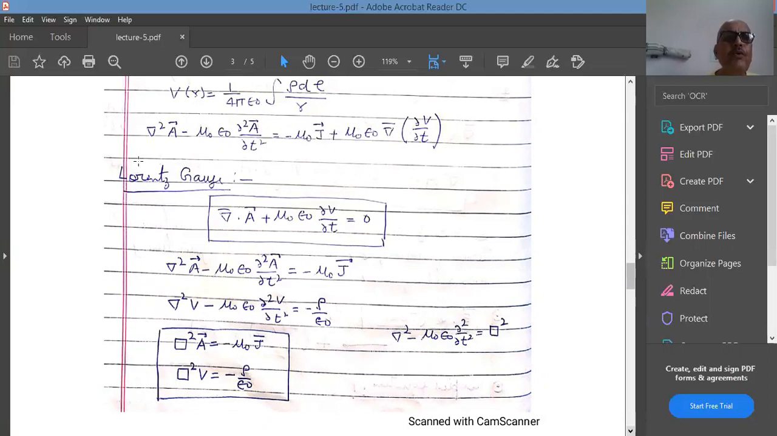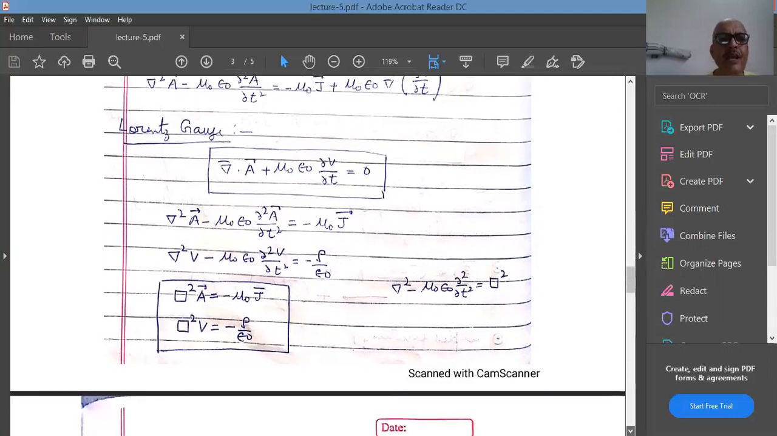So if you look at the beauty of the Lorentz gauge now, the Lorentz gauge basically converts both the equations into a similar form. In fact, the right hand sides are different, the left hand sides are the same. So we can solve both the equations on a similar footing. Whatever method we apply for solving A, the same method can be applied to solve the second equation also. That is the beauty of the Lorentz gauge. So we will solve these two equations in the next lecture.